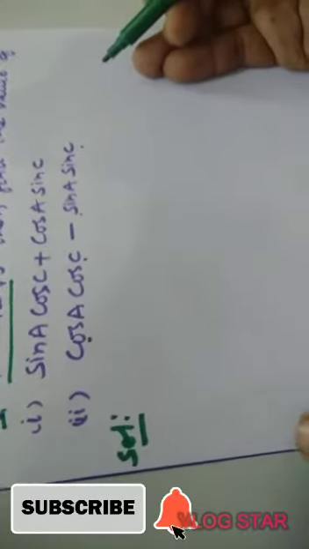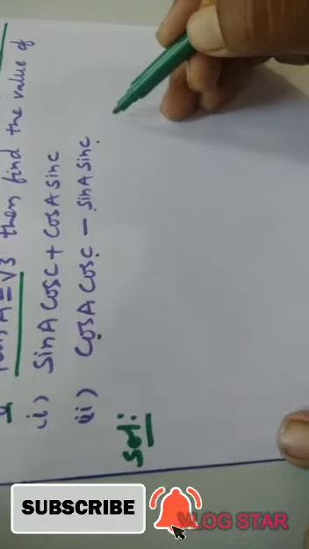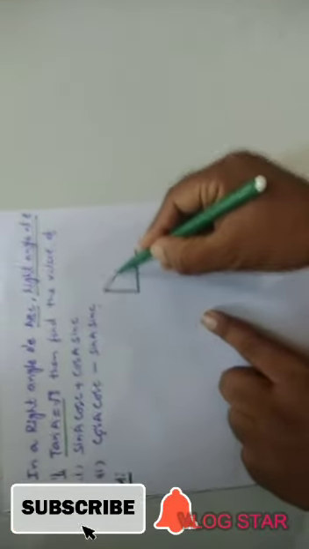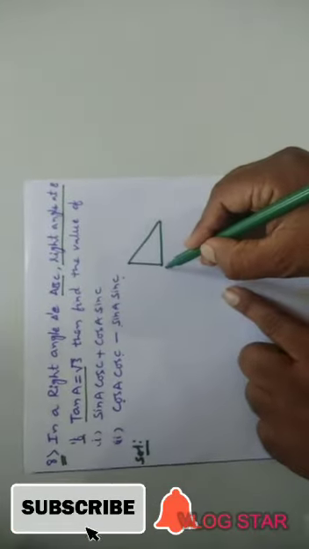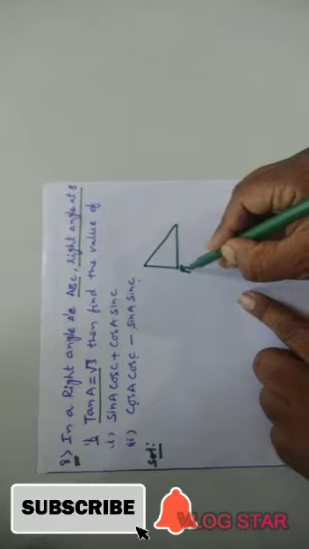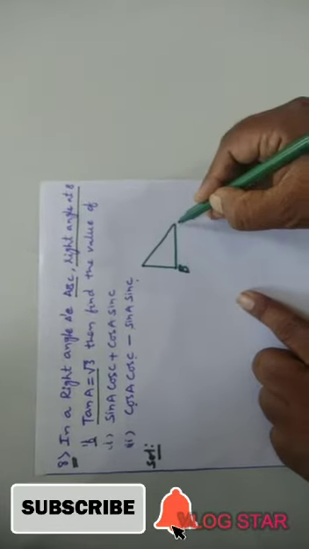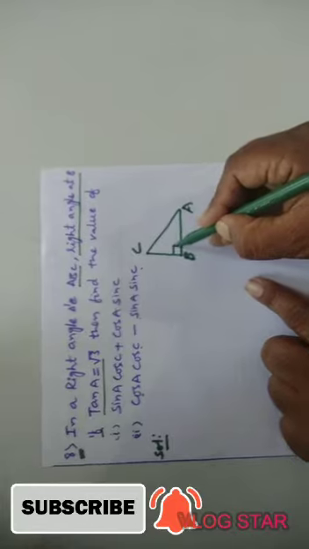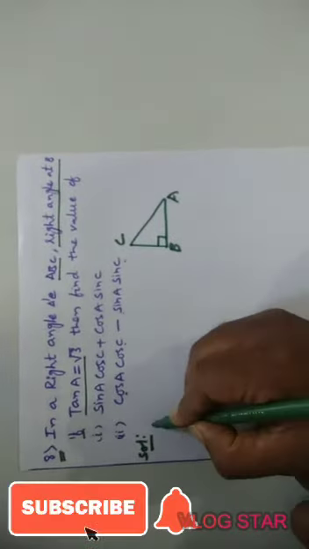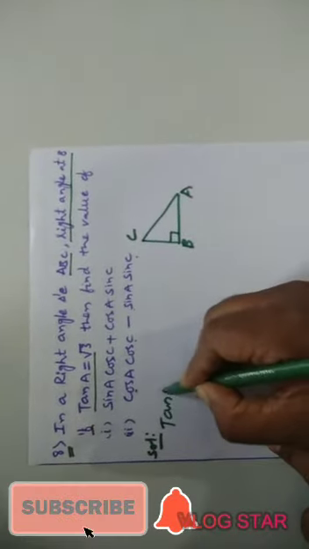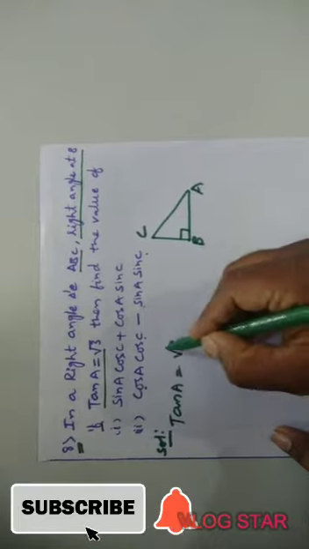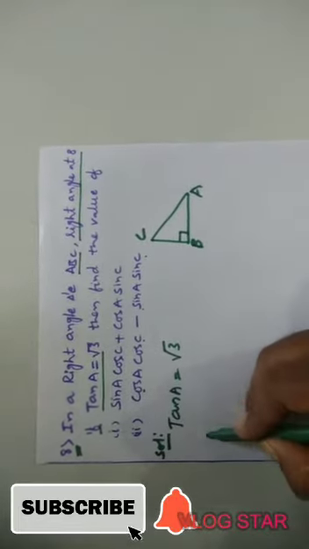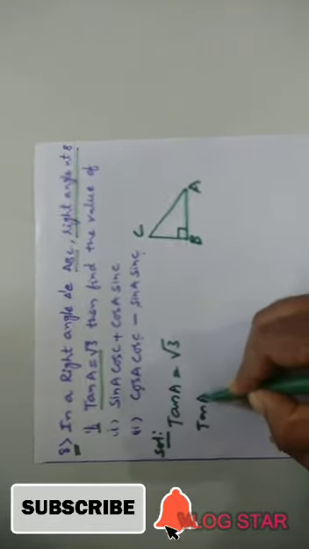So in a right angle triangle, right angle at B, we have to draw one right angle triangle. Right angle at B means we have to write B here only. So remaining you can write A here and C here. So ABC is a right angle triangle, right angle at B. So tan A is equals to root 3.